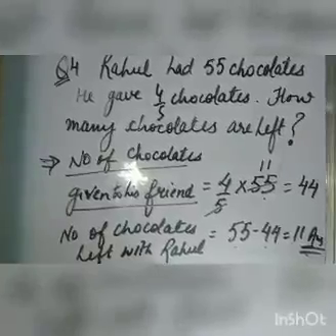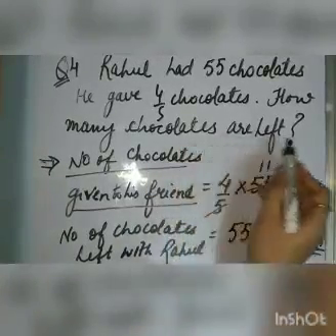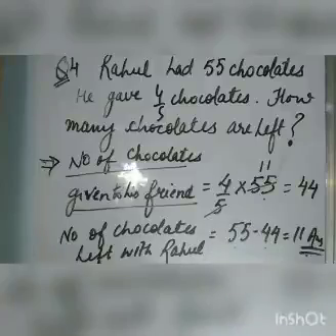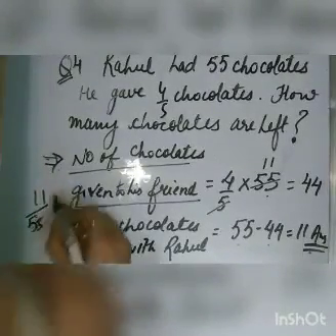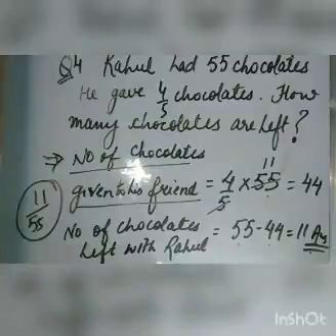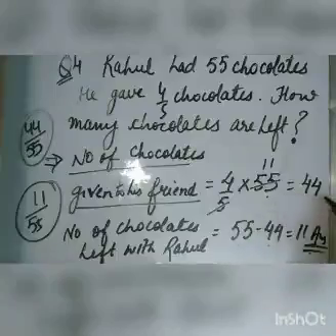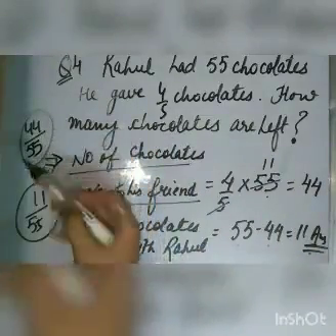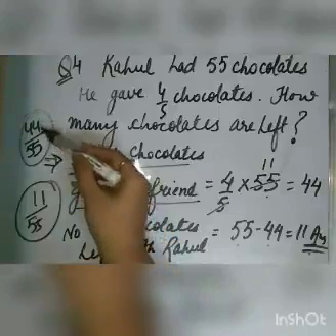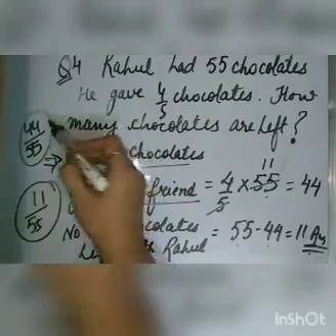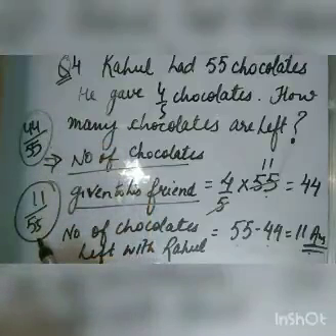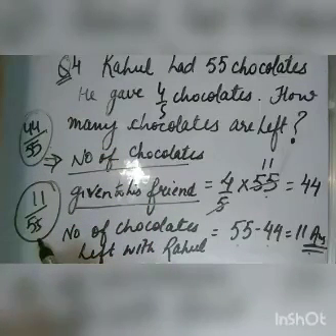If in this question you have to write the fraction of chocolates left with Rahul, then the fraction will be 11 upon 55. If you have to write the fraction of chocolates given to his friends, the fraction will be 44 upon 55. 44 chocolates were given to his friends, the total chocolates are 55. This can be reduced in the table of 11, so the answer will be 4 by 5. The other also can be reduced in the table of 11, the answer will be 1 upon 5.